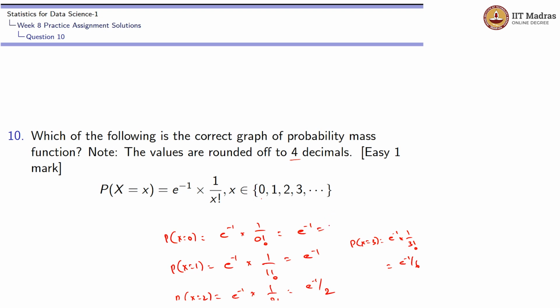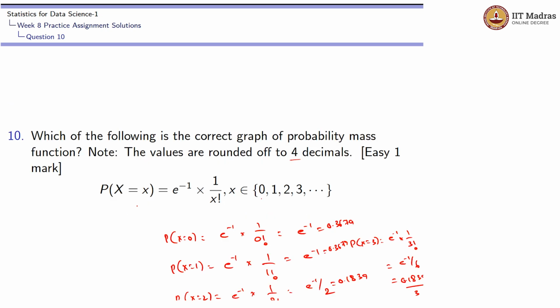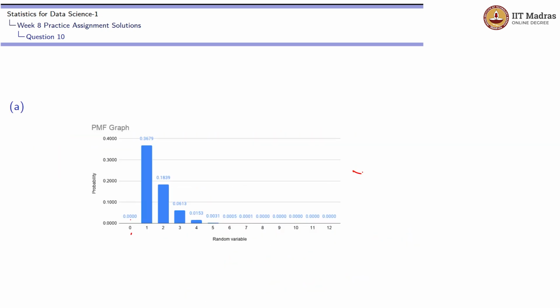E power minus 1 value is equal to 0.3679 approximately. Here also it would be 0.3679, and 0.3679 divided by 2 would be 0.1839 approximately. And e power minus 1 divided by 6 would be 0.1839 divided by 3, which is equal to 0.061 approximately. For the first option, p of x equals 0 is given as 0, but p of x equals 0 is 0.3679, so the first option is wrong.